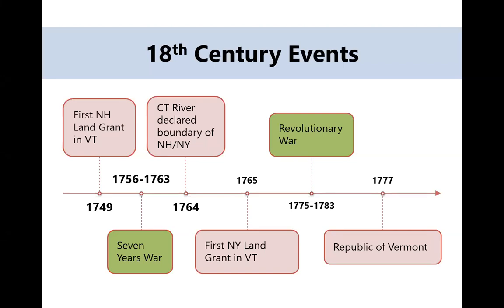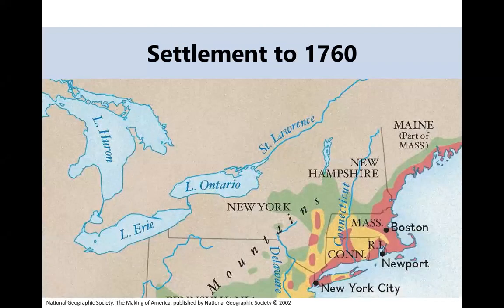The people living in Vermont had little patience with these disputes between the two colonies, and in 1777 declared themselves the independent Republic of Vermont. This map shows New England settlement to about 1760. There's no Vermont, and the settlement, as you can see in red, is really concentrated along the coast and along the major waterways, including the Connecticut River.